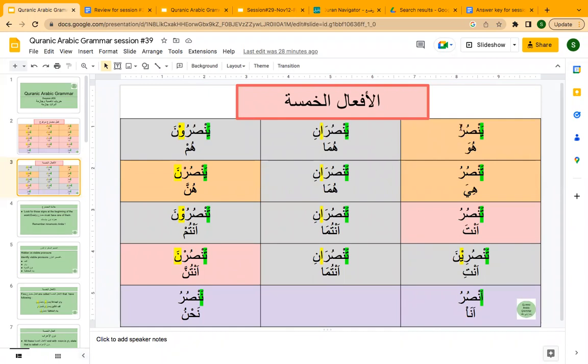Sometimes this dhamma may not be visible, okay? And that will be implied dhamma. Sometimes we imagine it to be there because the word ends with certain letters that cannot have dhamma, kasra, fatha, okay? Type 1 if this is clear, type 2 if it is not. Sometimes we will assume that our mudare is ending with dhamma, okay? And I will show you some examples and inshallah that will be clear. So keep that in mind, inshallah.